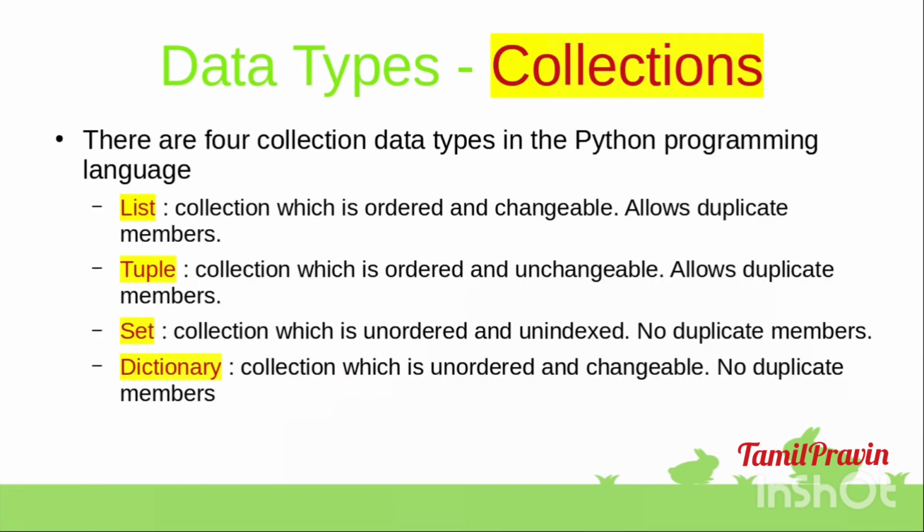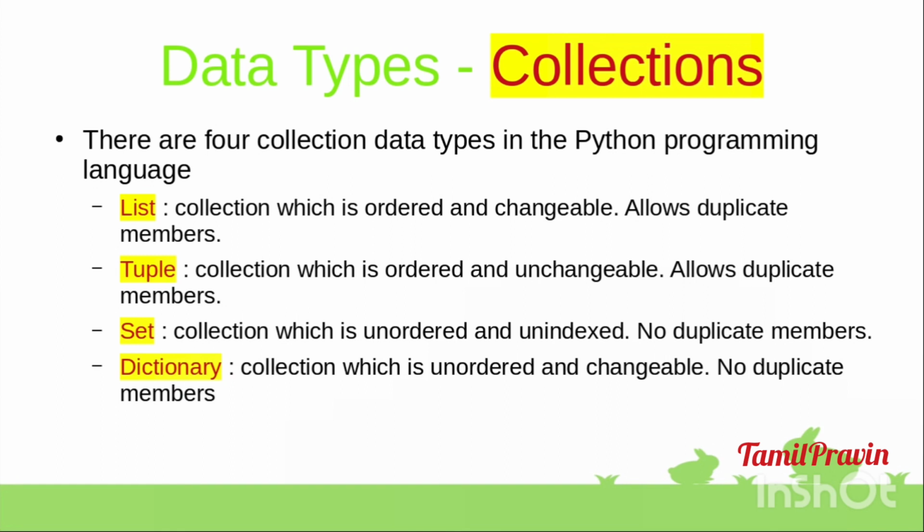The data type collection. There are 4 collection data types in Python programming. They are list, tuples, set and dictionary. The list is a collection which is ordered and changeable. It does allow duplicate values.